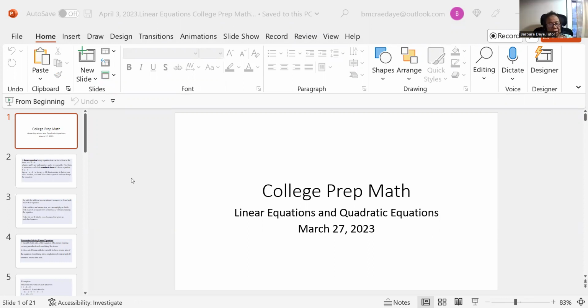We'll do some more linear equations before we go to quadratics, because I think we need some more practice on our linear equations.